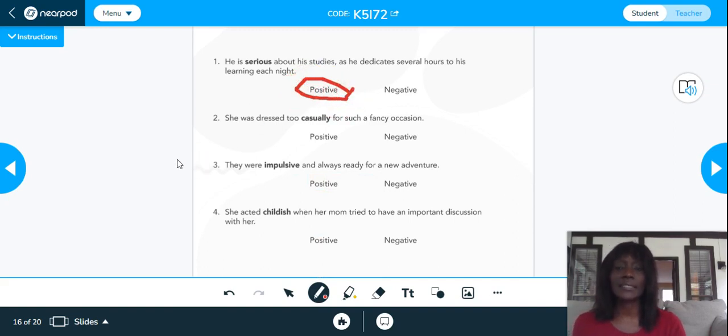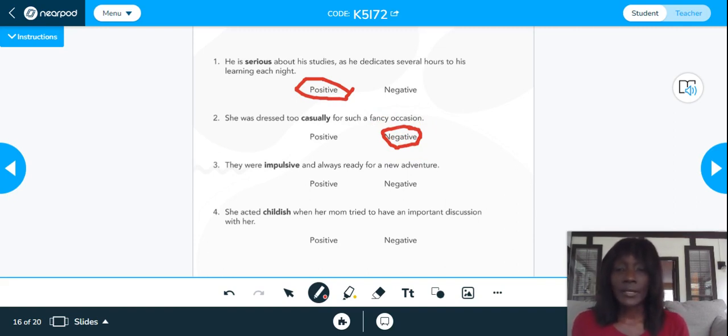Let's look at the next sentence. She was dressed too casually for such a fancy occasion. Casually, I would think, represents a negative connotation. Why? Because of the phrase too casual for a fancy occasion. So there's some type of negativity there. So therefore, we're going to circle the word negative.